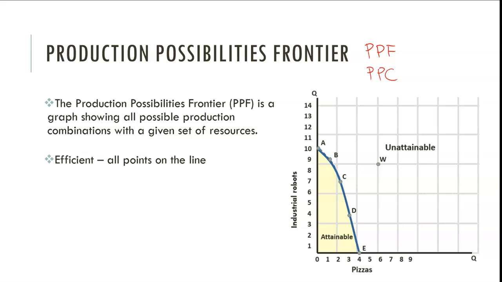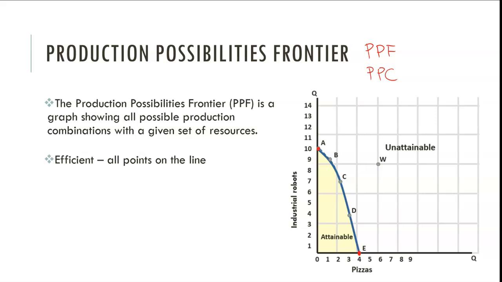Any points that are on the line are considered efficient. We're using the maximum amount of resources. We're producing the most stuff we can make. So at point A, in this economy, we are producing 10 robots and 0 pizzas. This point is considered efficient because we're using all of our available resources. We don't have anything left to produce pizza. Now, it could be that we still have the dough available or the sauce or the cheese, but maybe all of our labor is working to produce industrial robots.